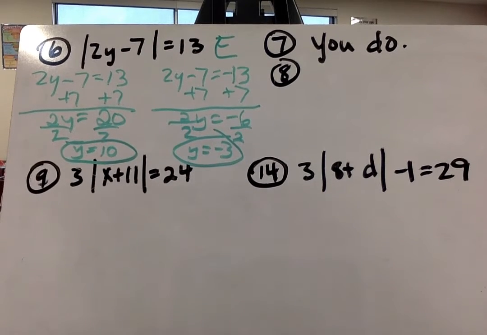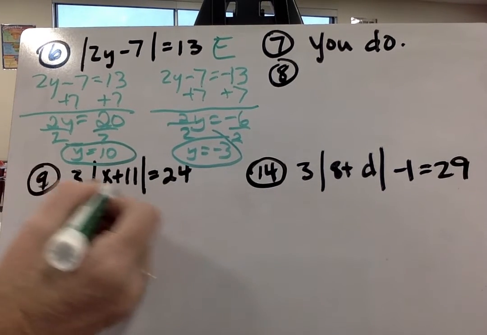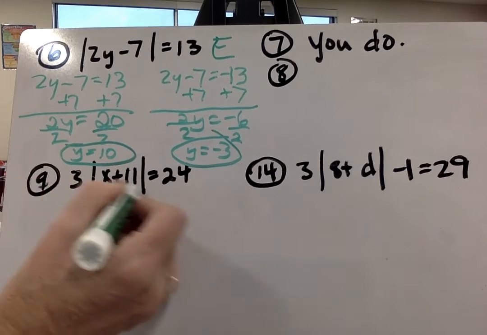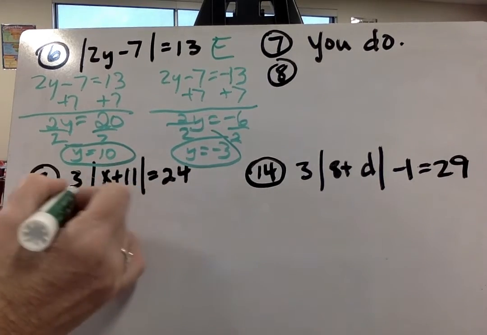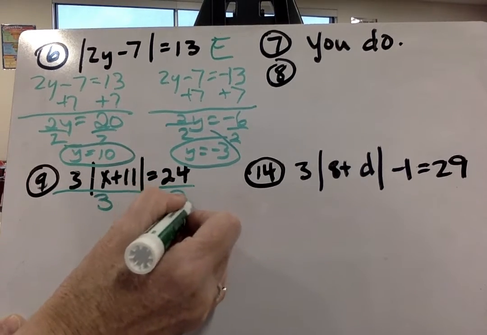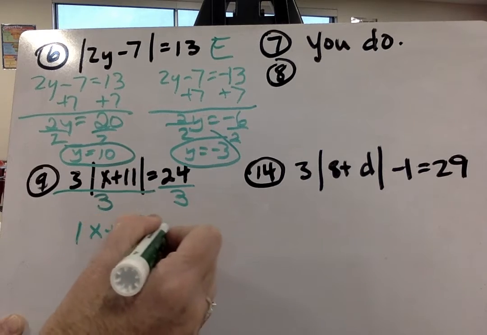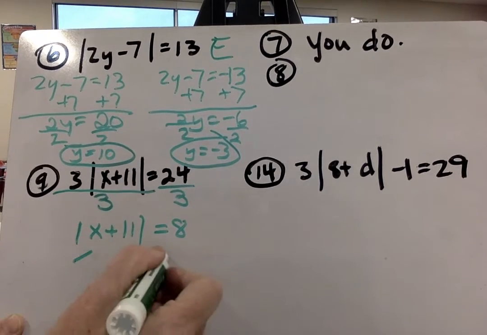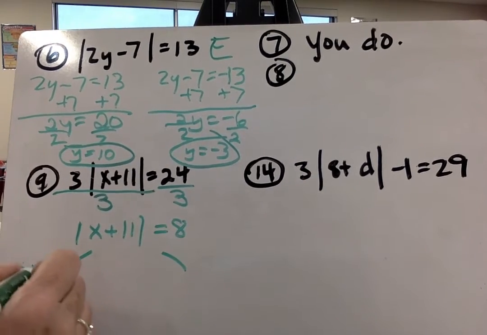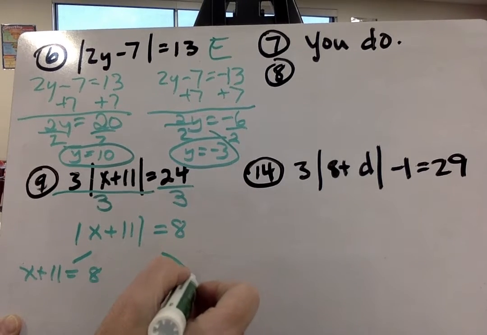Next, I'm going to let you do 7 and 8, and I can come around and check. I'm going to go ahead and do number 9. This means 3 times all this. Do not distribute the 3 through absolute values. We have to isolate the absolute value by dividing by 3 on both sides. So we say absolute value of x plus 11 equals 8. Now we can make our two equations. x plus 11 equals 8, and x plus 11 equals negative 8.